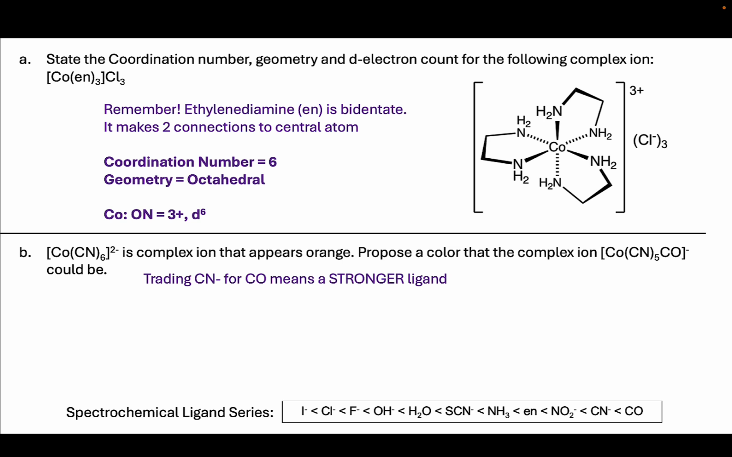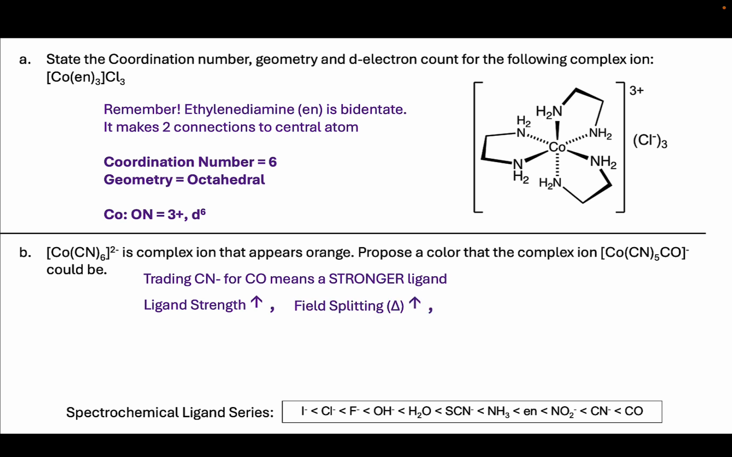And knowing what exactly this means is a really important part of understanding complex ions as well. What it shows is that the stronger the ligand is, the more destabilizing it's going to be for these d electrons. And so having a stronger ligand, the ligand strength is increasing. We're trading out the CN- for the CO, which means that the ligand strength increases, which means that the crystal field splitting is going to increase.